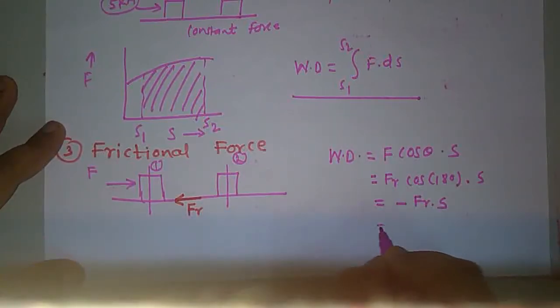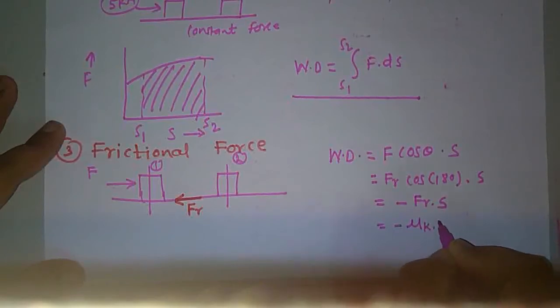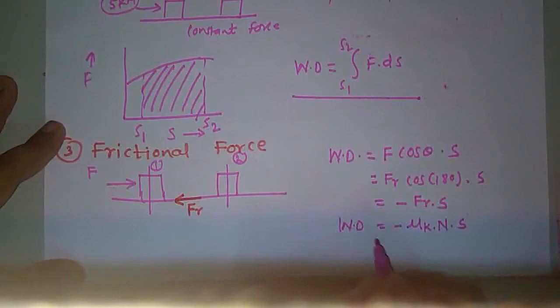This we can also write as minus mu k into n into S. So this is the work done by friction. What is mu k? It is the coefficient of friction and n is the normal force. Mu k n is the formula for friction force. So this is the work done by the frictional force, and remember, work done by the frictional force is always negative.